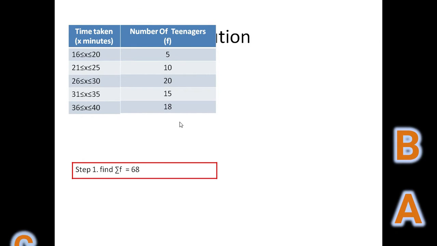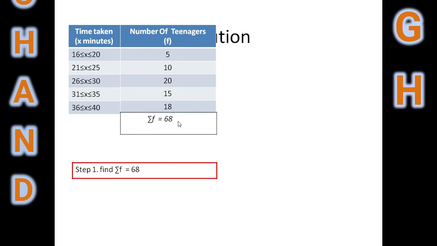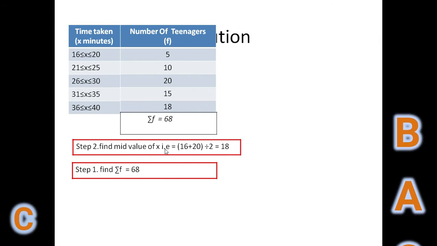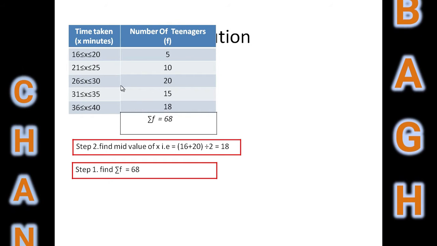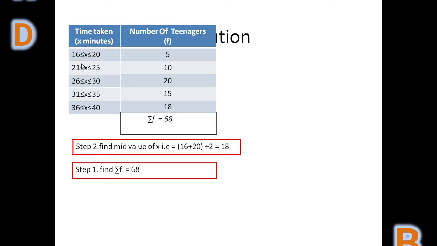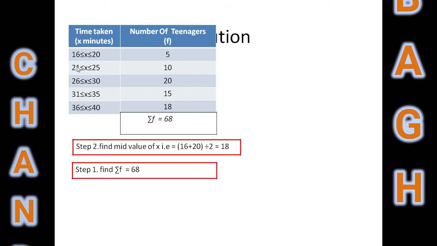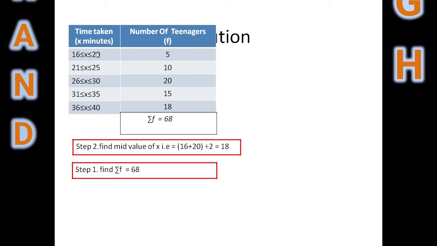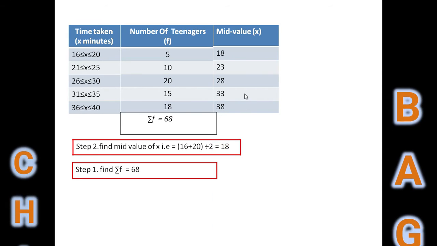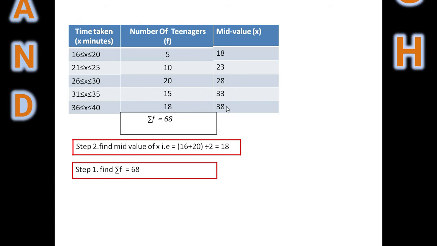Step number 1 is to calculate the total of the frequency, summation f. I have calculated it for you: summation f equals 68. The second step is to find the mid value of x, between 16 and 20, the first class interval. Here 20 and 21 are different, so these are not called class boundaries, these are called class intervals. I need the midpoint of these two values by adding them and dividing by 2. So the mid value is 18. I calculated the rest of the mid values: 23, 28, 33 and 38.